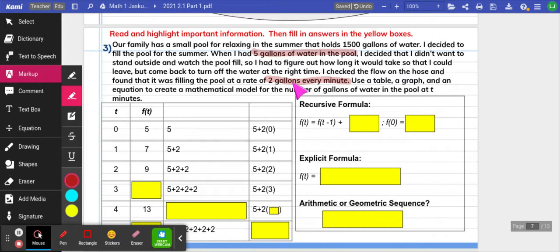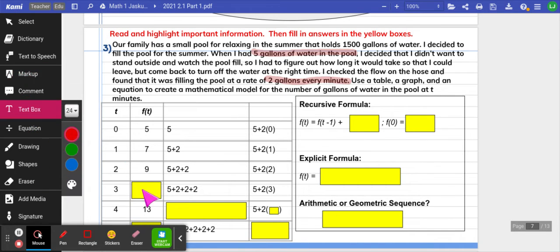And she figured out, okay, 2 gallons of water. If you put the hose in the pool, 2 gallons of water will go into the pool every minute. So I kind of filled this out because, again, this is review from Module 1. It starts out at 5 because it was there before she started. And then 2 gallons get added every minute. So we can just fill this in.